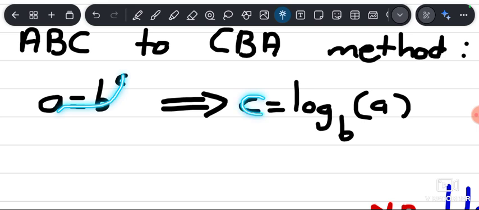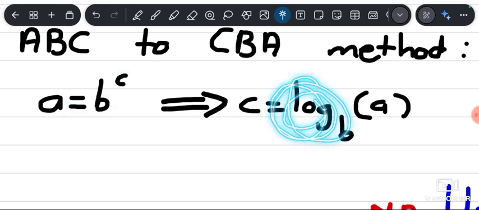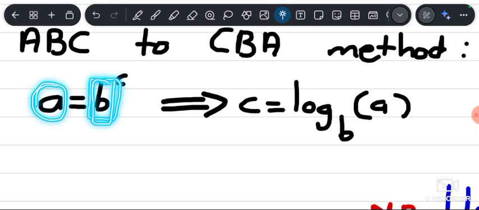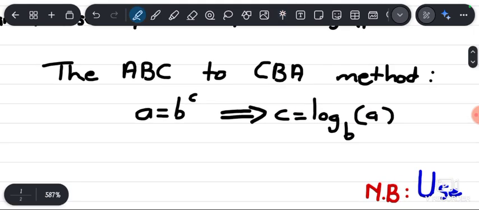Now C is equal to log, introduce the log, then there's a base. That base is going to be the one that is carrying the exponent, which in this case is B, and then in the bracket you're going to put what it was initially equal to, which is A. Now if you look at this, you said A, B, C to what? To C, B, A. Now don't forget that method. I'm not going to waste too much time on it, but I want you to remember that.